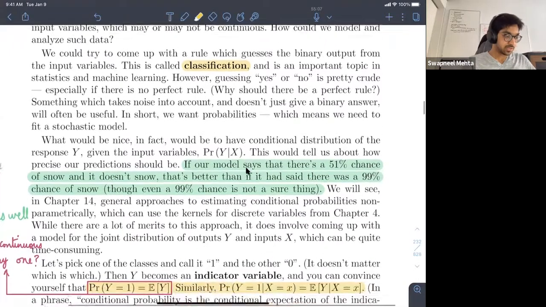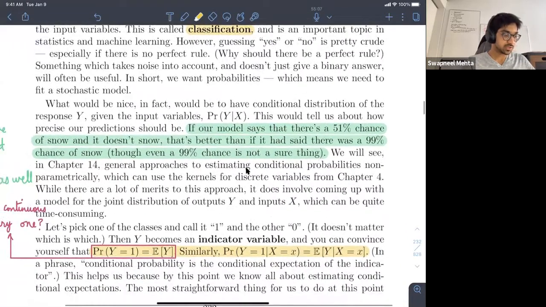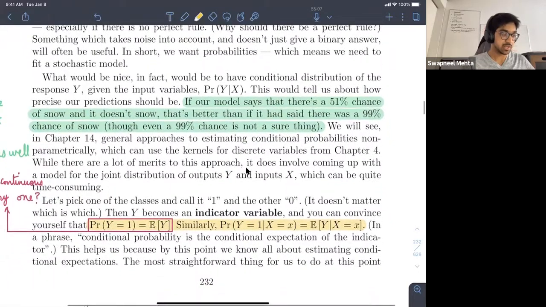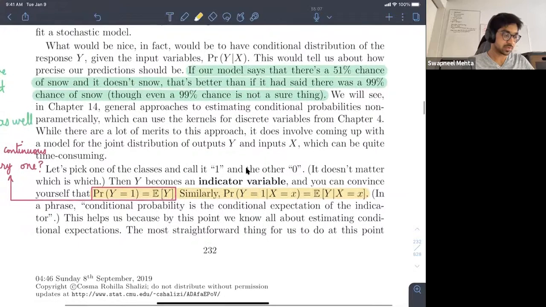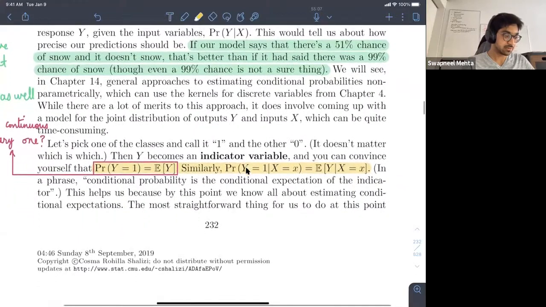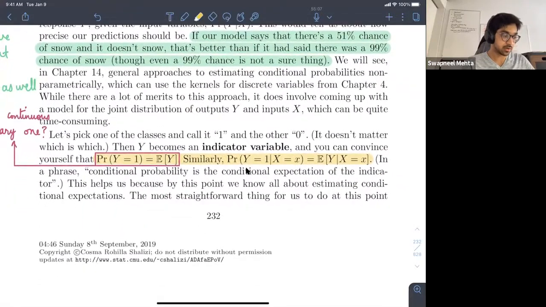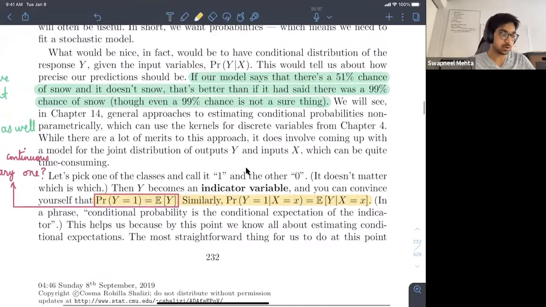So what would be nice would be to have the conditional distribution of the response y given the input variables. And like I said, it would be nice to have the uncertainties, but it can be hard because in order to obtain this conditional, there is a joint distribution that has to be modeled, and that is hard for high dimensional data.